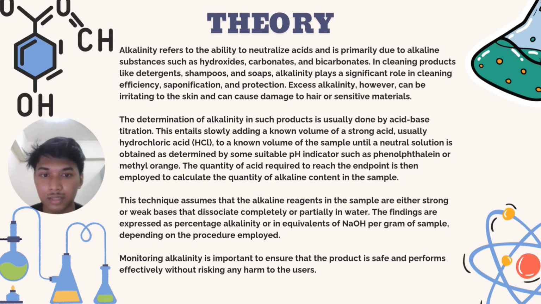The determination of alkalinity in such products is usually done by acid-base titration. This entails slowly adding a known volume of a strong acid, usually hydrochloric acid (HCl), to a known volume of the sample until a neutral solution is obtained, as determined by suitable pH indicators such as phenolphthalein or methyl orange. The quantity of acid required to reach the endpoint is then used to calculate the quantity of alkaline content in the sample. This technique assumes that the alkaline reagents in the sample are either strong or weak bases that dissociate completely or partially in water.